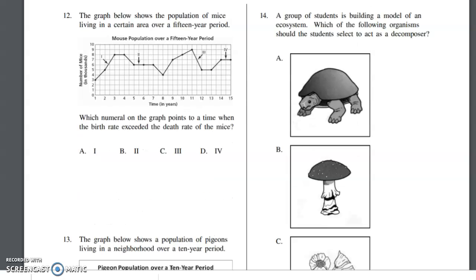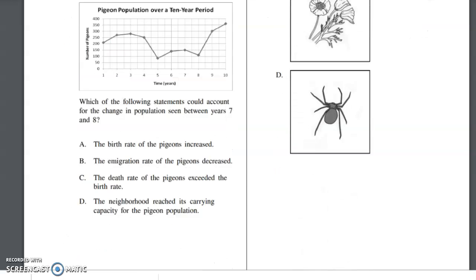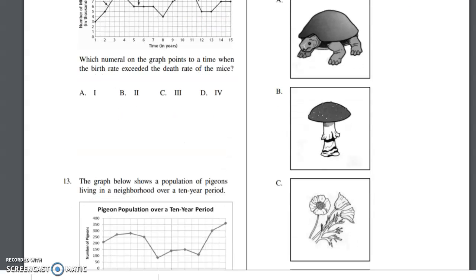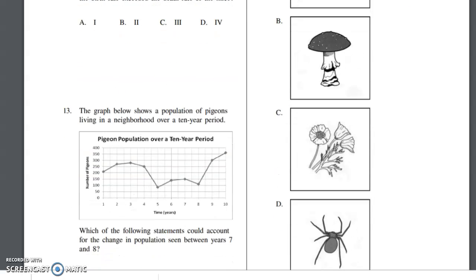Number 14 says a group of students is building a model of an ecosystem. Which of the following organisms should the students select to act as a decomposer? Remember, our decomposers are going to break down dead things in the environment to return those nutrients to the ecosystem. And tortoises eat grass and leaves and things usually. Flowers get their energy from the sun. Spiders, well, we know about spiders.